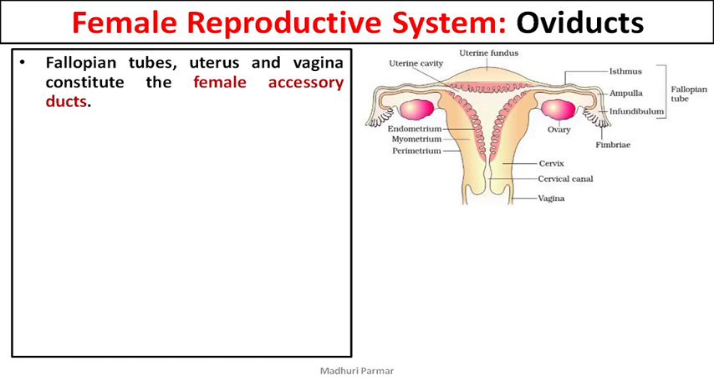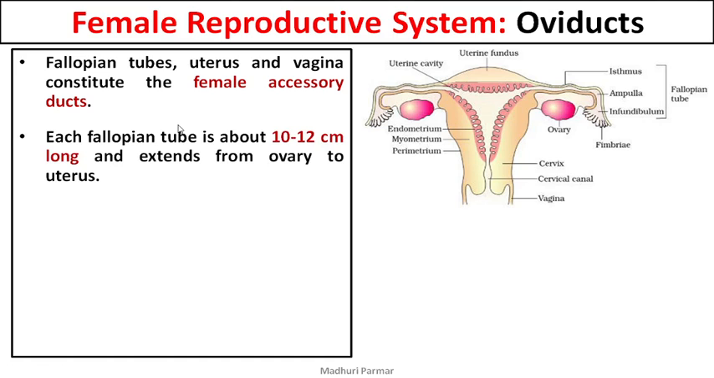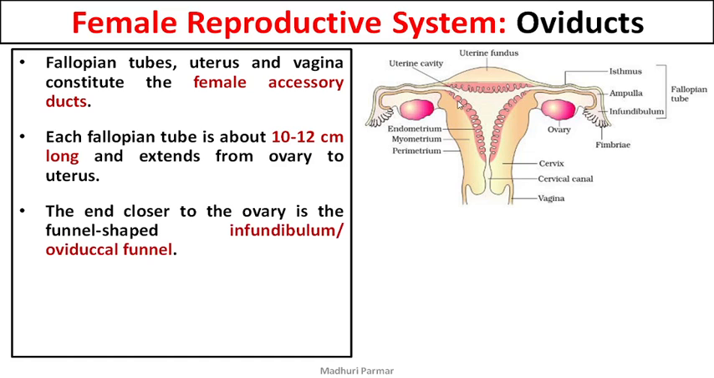These accessory ducts help in the transfer of ovum from ovary to uterus. Each fallopian tube is about 10 to 12 centimeter long and extends from the ovary to uterus. This inverted pear-shaped structure is your uterus, and you can see that the oviduct or the fallopian tube starts from the ovaries and ends in the uterus.